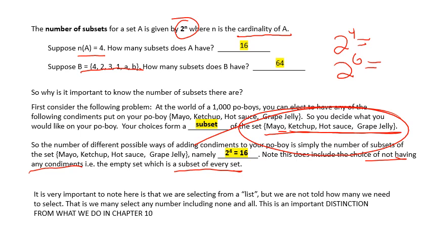This is an important distinction for what we're going to be doing in Chapter 10, because in Chapter 10, you're going to be told basically how many you can select. It might say you can only pick 1, you can only pick 2, or you can only pick 5. But here, we can pick anywhere between none all the way up to all of them.